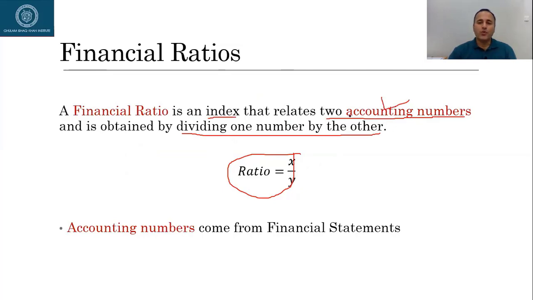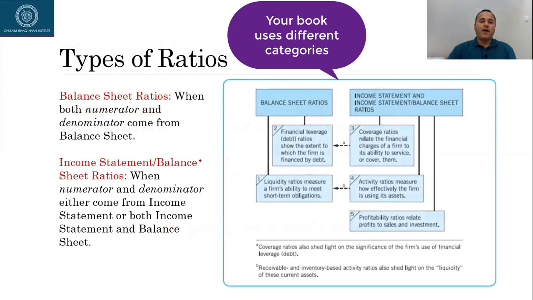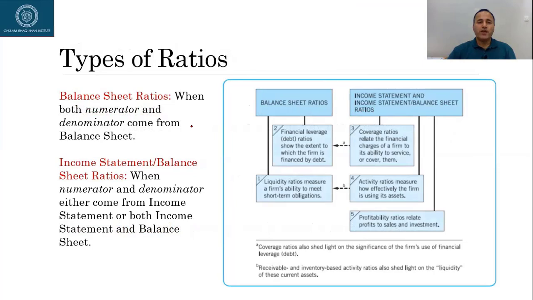The next question is, where are these accounting numbers coming from? Of course, they are coming from financial statements, and that's why this analysis is called financial statement analysis. Depending on the numerator and denominator, we can divide the ratios into two different types. One is balance sheet ratios. Whenever both the numerator and denominator come from the balance sheet, those ratios are called balance sheet ratios.